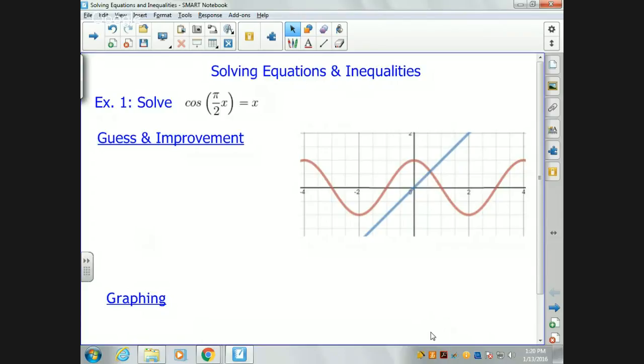So here's an example. Solve cos of pi over 2 times x equals x. What this means graphically is we want to find out where these two things are the same. The right-hand side is a linear function, just y equals x. It's the blue line here on the screen. And the left-hand side is a curve. It's a cos function. What does that pi over 2 do?